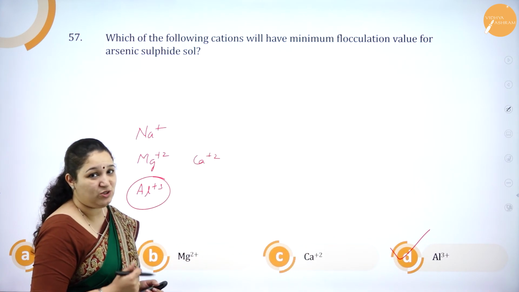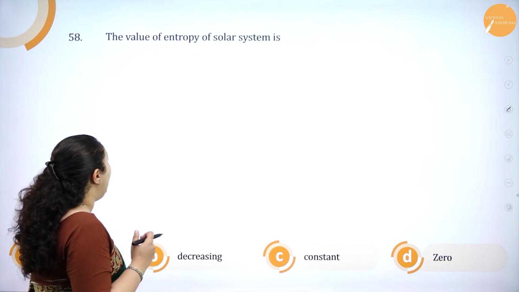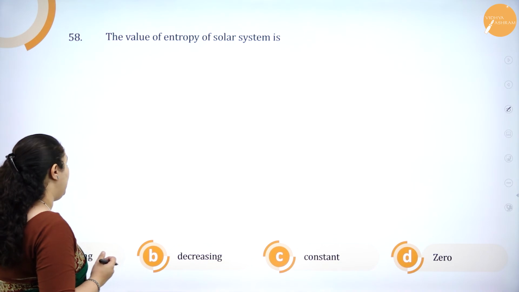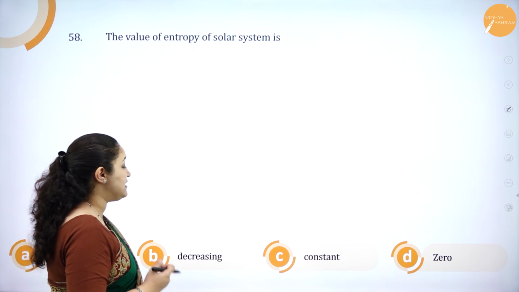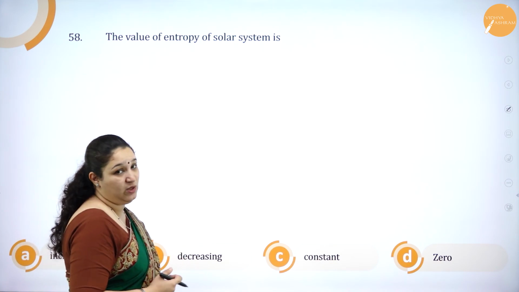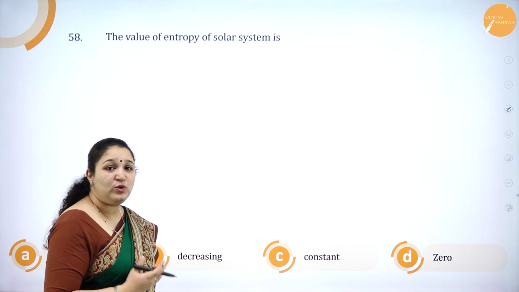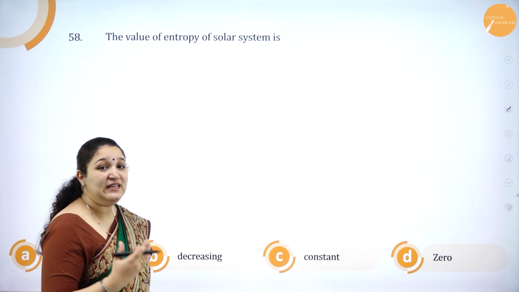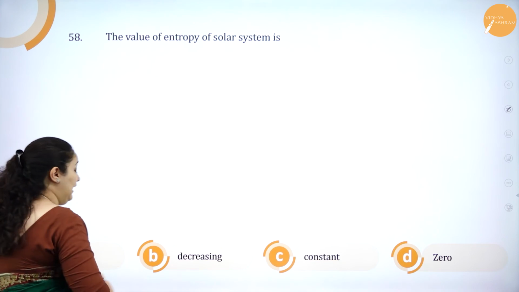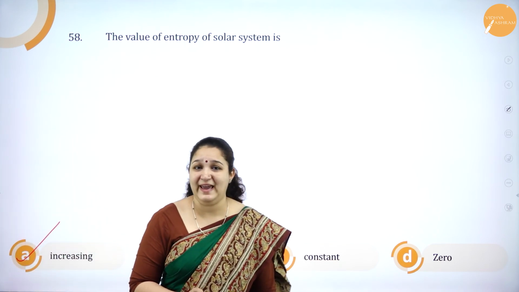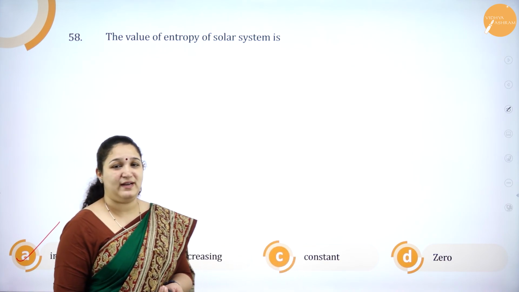So, I hope you have understood. Next question. The value of entropy of solar system is option A increasing, option B decreasing, option C constant, option D 0. What is the second law of thermodynamics? Entropy of the universe is continuously increasing. So the value of entropy of solar system should continuously increase. So option A is the correct answer. It is the second law of thermodynamics.